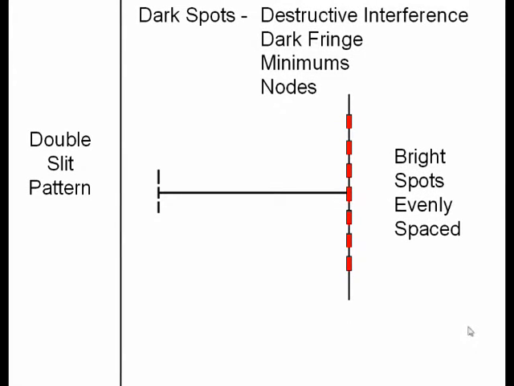This is how we draw the double slit pattern. We show the bright spots with the lines, and where we did not draw a line, those would be the dark spots. Notice that they are evenly spaced. Pause and copy.